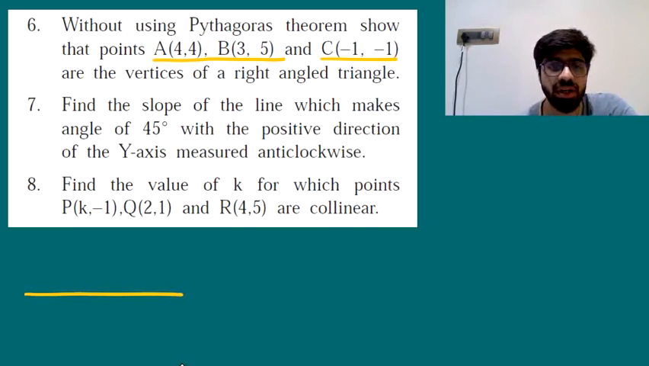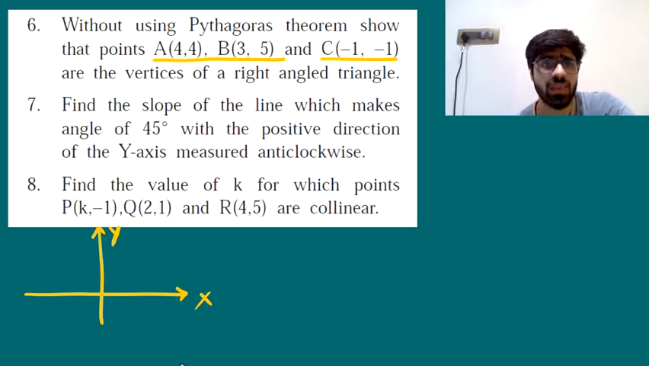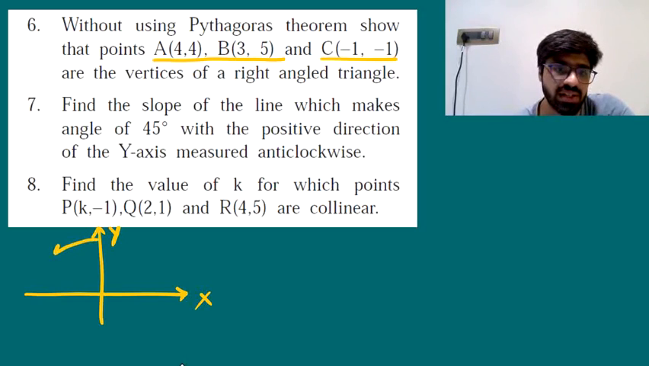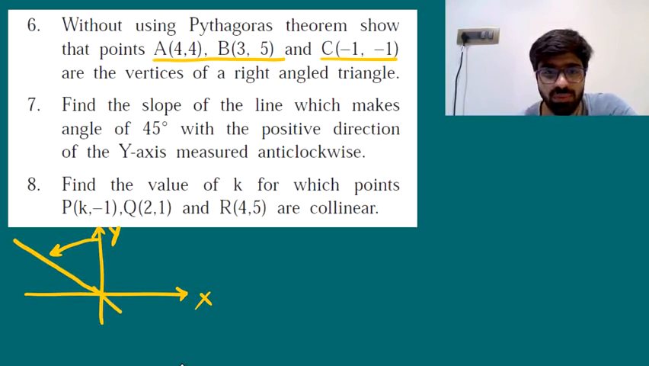So if these are your coordinate axes, the y-axis is the one going vertically upward like this. This was your x-axis. The line makes a 45 degrees angle with the positive direction of y. Positive direction of y means the one that is going up, and 45 degrees has to be measured in the anti-clockwise direction. So when you measure 45 degrees in the anti-clockwise direction, you will realize that the line looks like this.